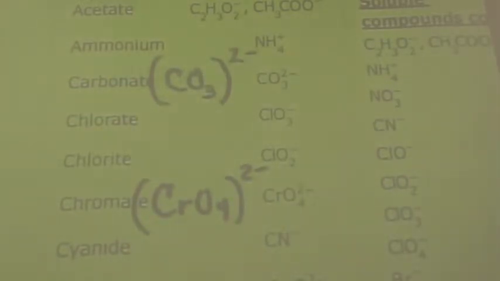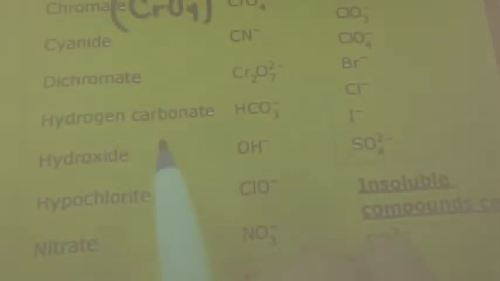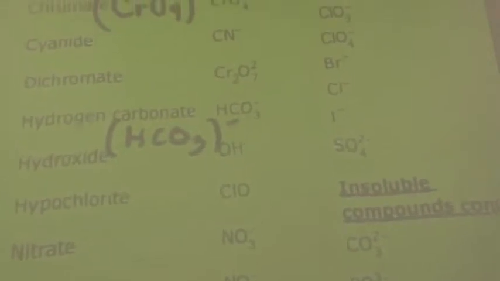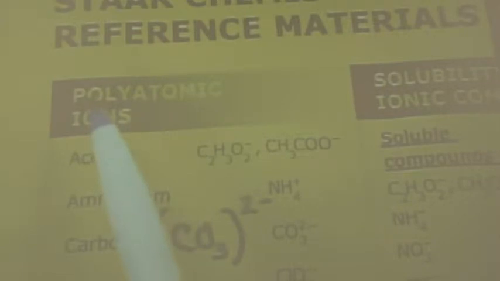Everybody good there? Okay, don't let this one fool you. Hydrogen carbonate. If these 3 types of atoms are all bonded together to form the polyatomic ion, what does poly mean? More than one. What does the atomic refer to? Atom. So this is saying to you, these are more than one atom that act as an ion. Do you get this?